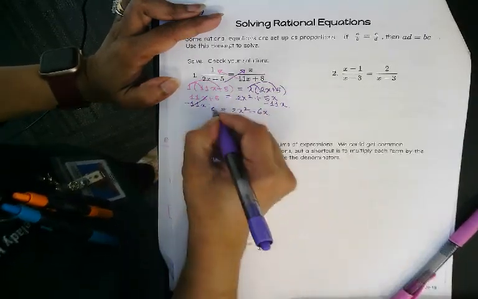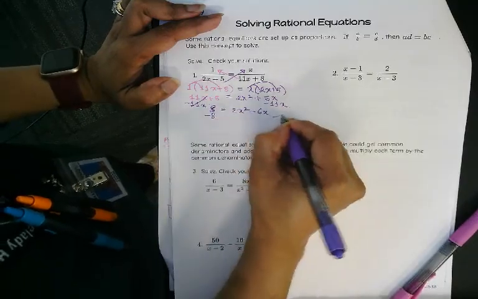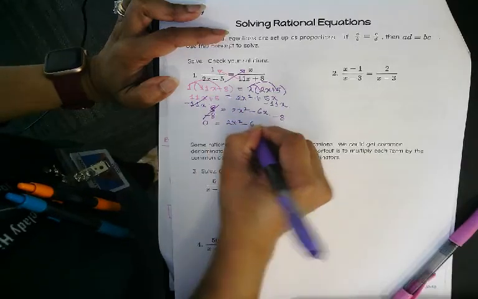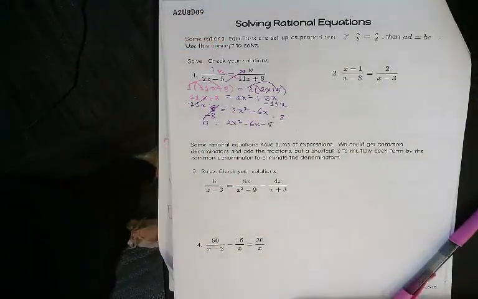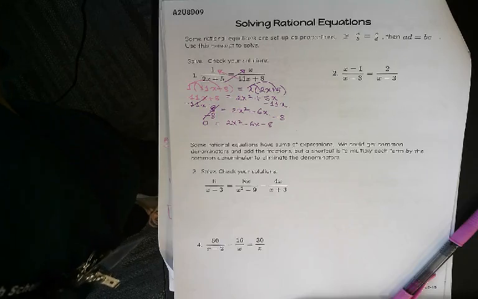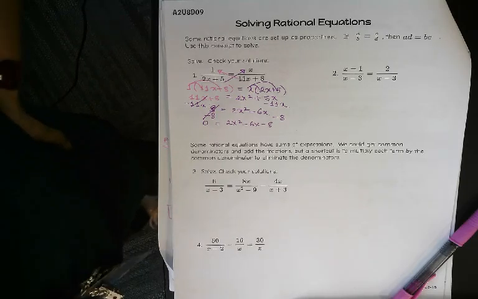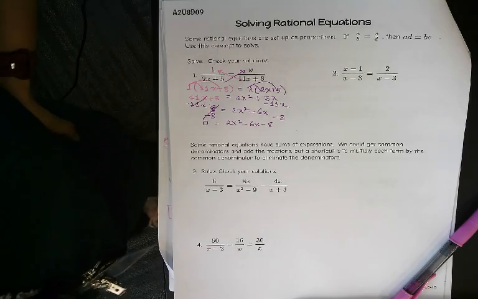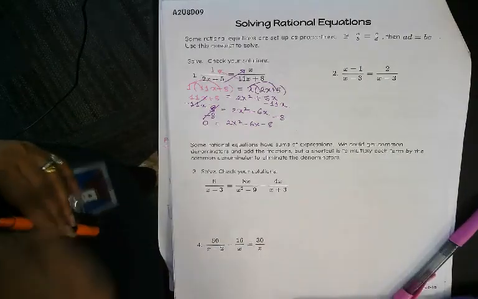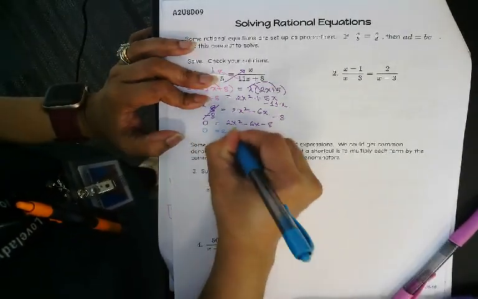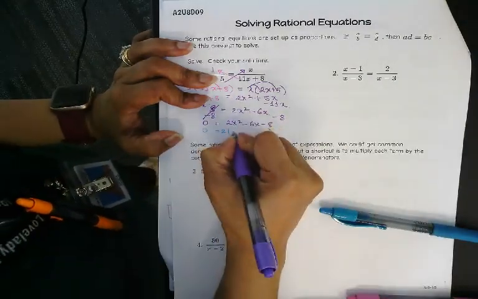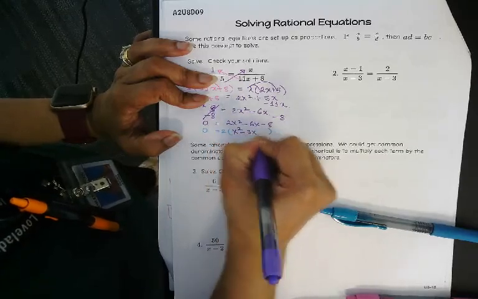Move the 8 to the other side. So it's going to be 0 is equal to 2x squared minus 6x minus 8. What can I do now? Factoring. GCF. If you have a GCF, take it out before you do anything. So what is my GCF? 2. Let's take out 2. What is left in the parentheses? x squared minus 3x minus 4.